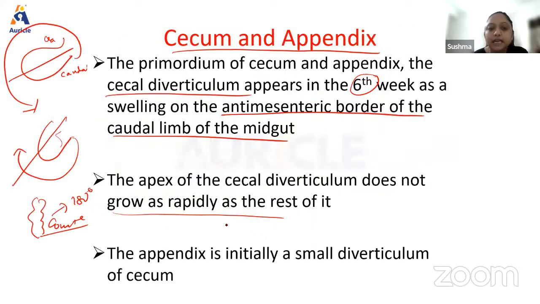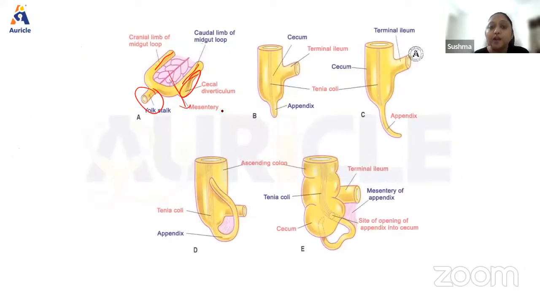And what is appendix, guys? Appendix is nothing but a small diverticulum of the cecum itself. Parent organ of the appendix is cecum itself. And the haustrations over here you have is tinea coli.